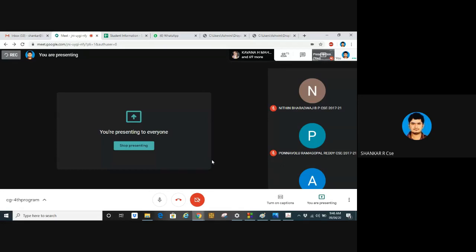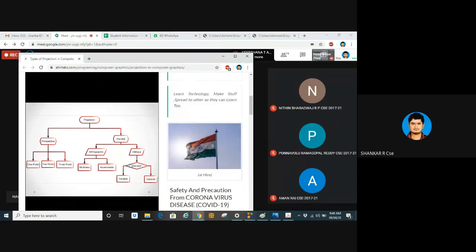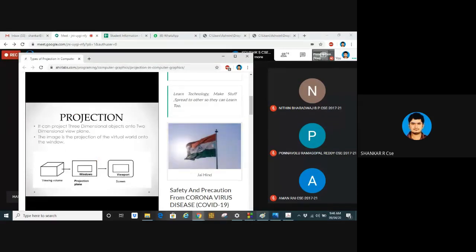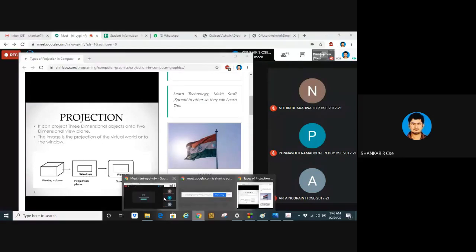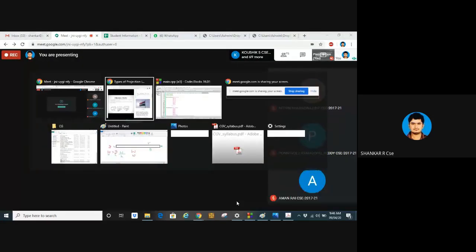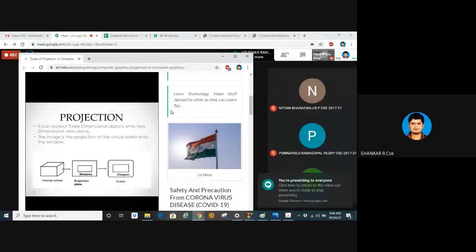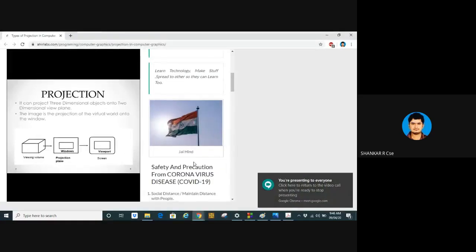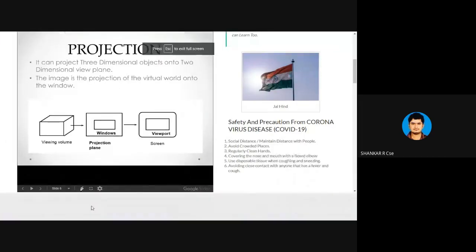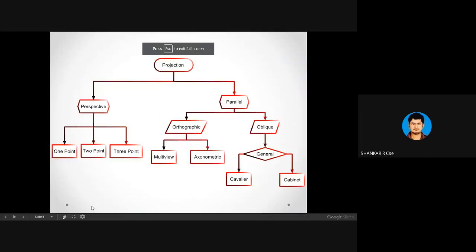What do you mean by perspective projection? So let us look at this. Okay. So basically we have two types of projection. Projection means putting the object onto the screen. That is how I can simply put the definition of projection.